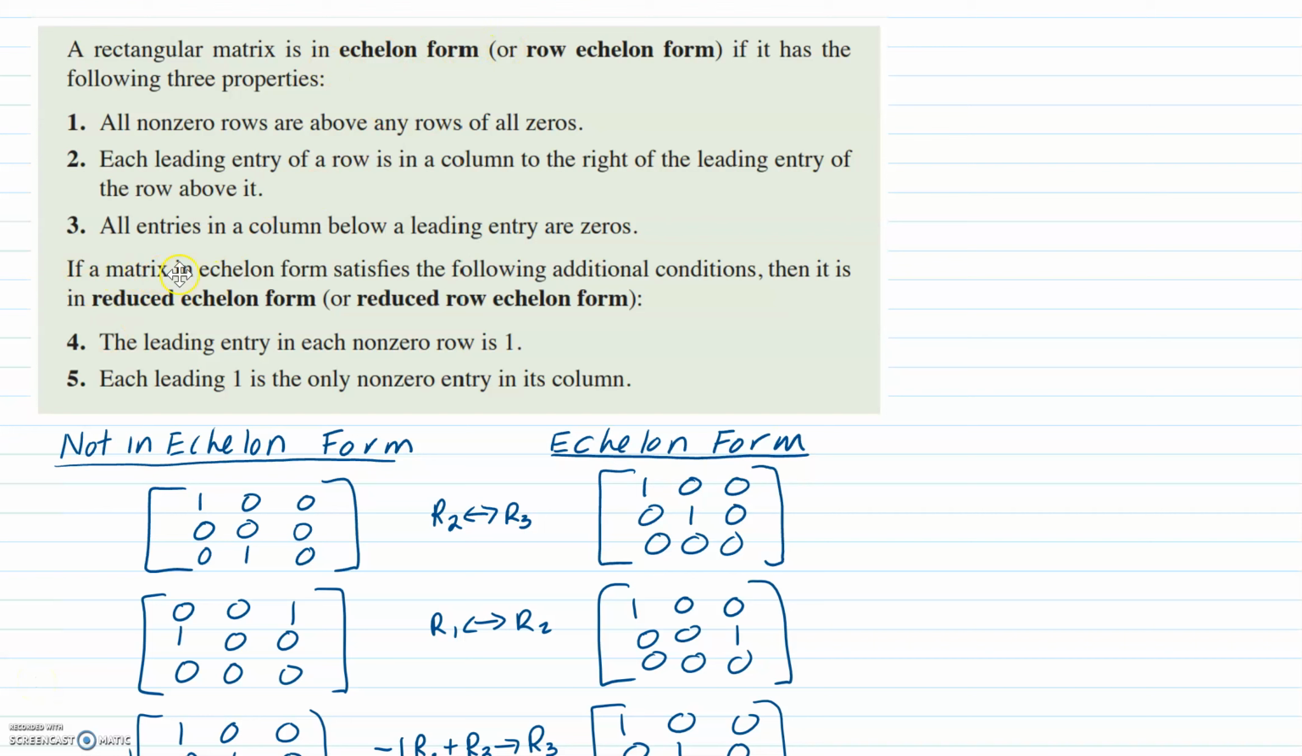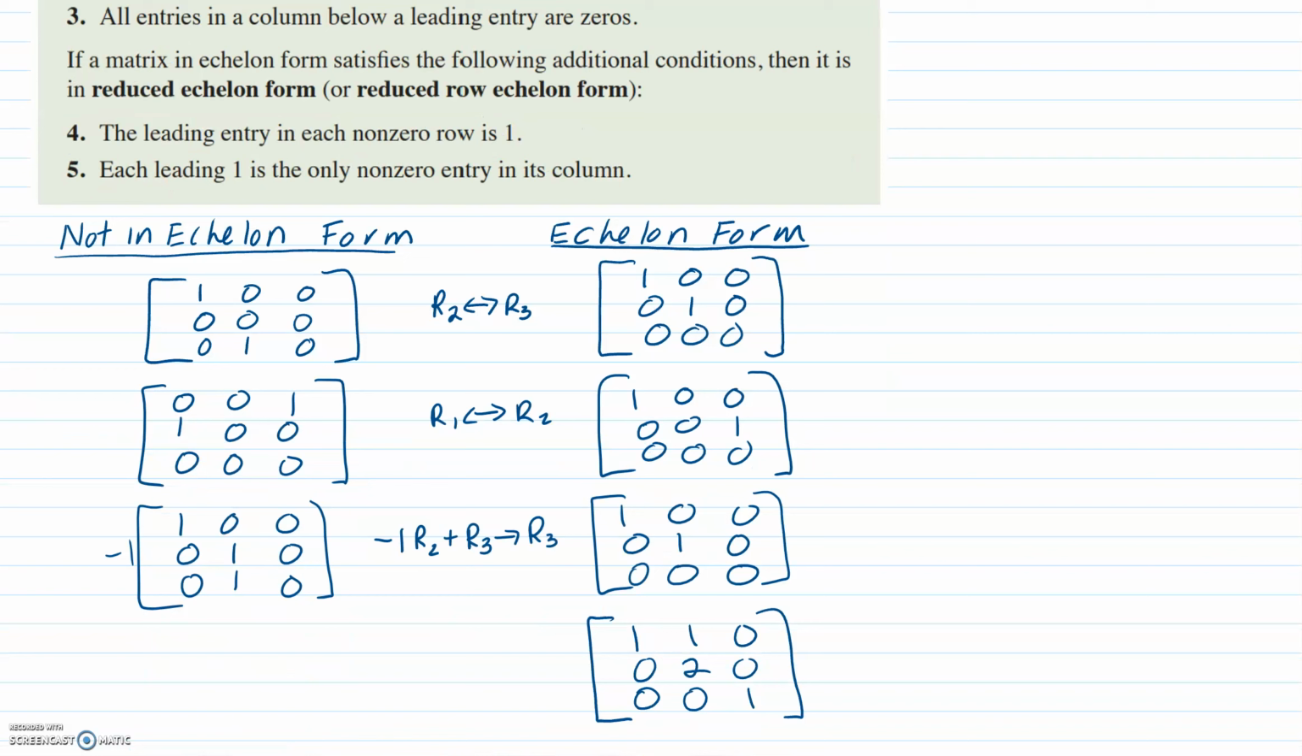Now, if a matrix in echelon form satisfies the following additional conditions, then it's called reduced echelon form, or sometimes known as reduced row echelon form. So the leading entry in each non-zero row is 1.